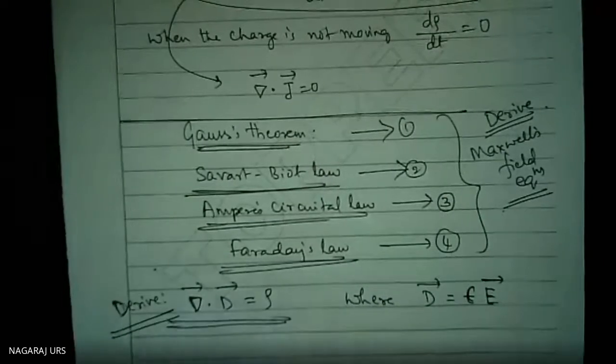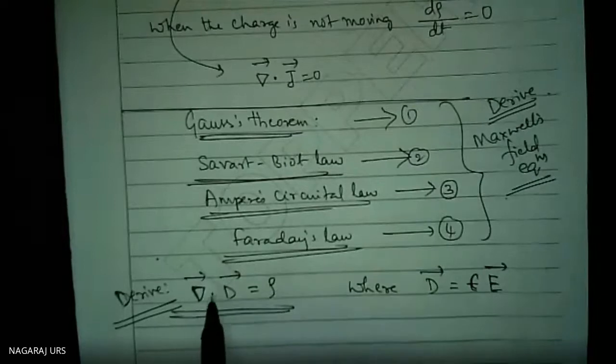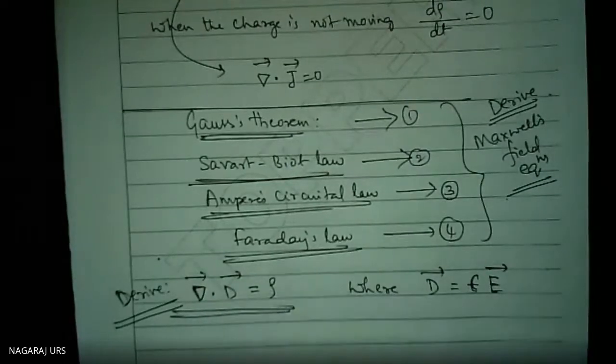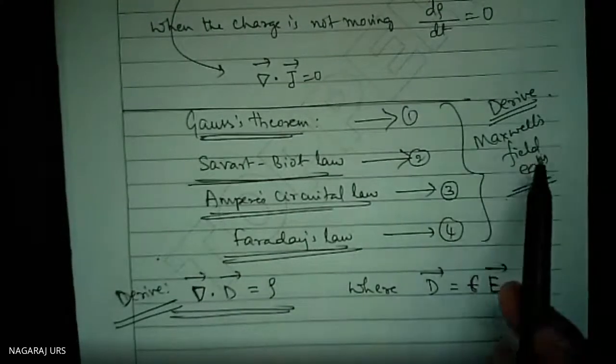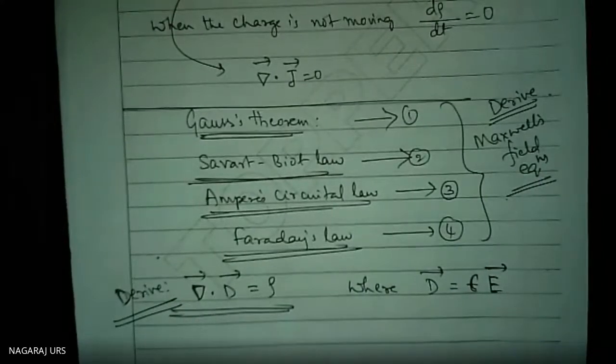We ask like this: derive Maxwell's field equation del dot D is equal to rho. Maybe it carries 3 marks.